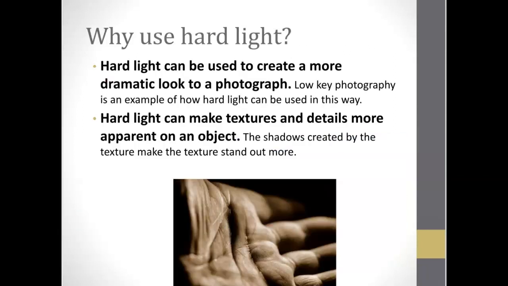Some reasons why we might want to use hard light is that it can create a pretty dramatic look in a photo. So low-key photography, for example, when you have a real dark background and you have a hard light being used, oftentimes that's going to be a real dramatic look. You can also use hard light to show textures and details a little bit more, like this picture of the hand. Because of that hard light that's being used and it's coming from the side, we can see a lot more of the texture in that hand.